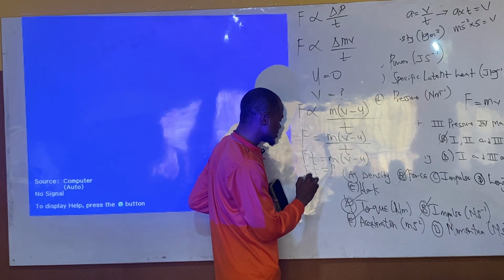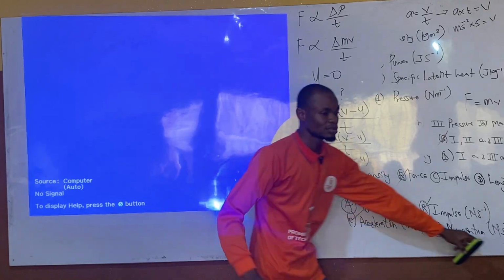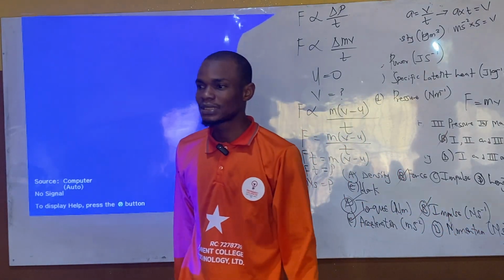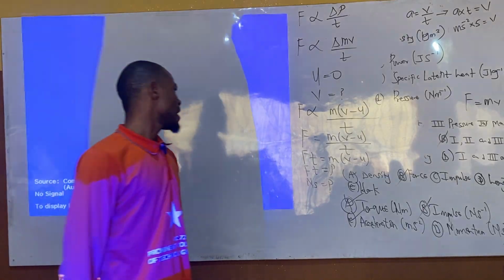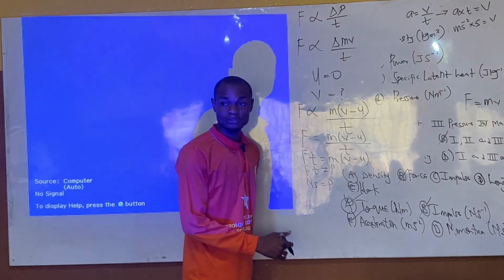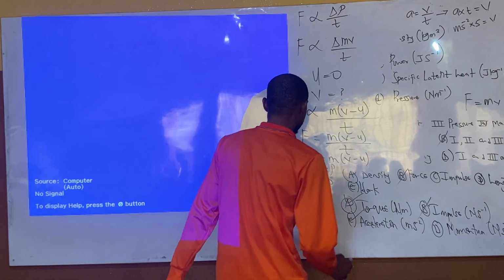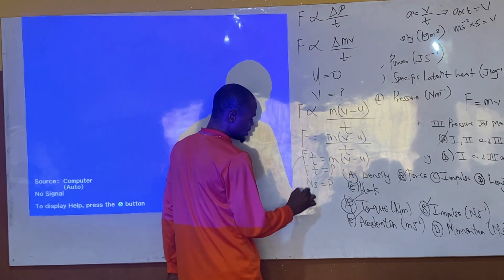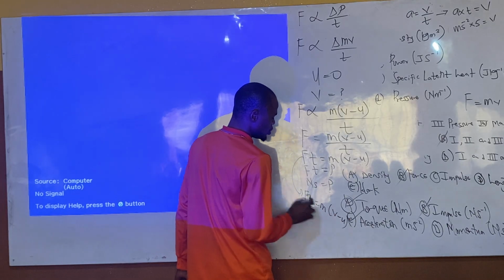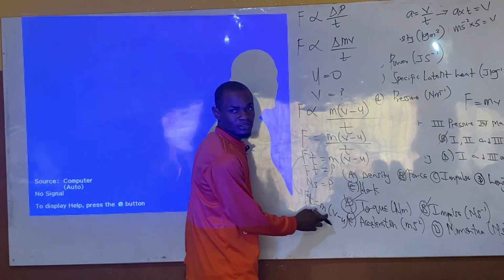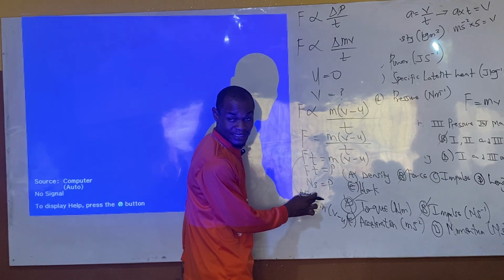And your force is in newtons. Your time is in seconds. That's why momentum can also be newton seconds. And even your impulse is newton seconds. So impulse can also be kilogram meter per second. Why? Your impulse is Ft, and Ft equals m(v minus u). Your impulse can also be kilogram meter per second. I can represent my impulse with Ft.